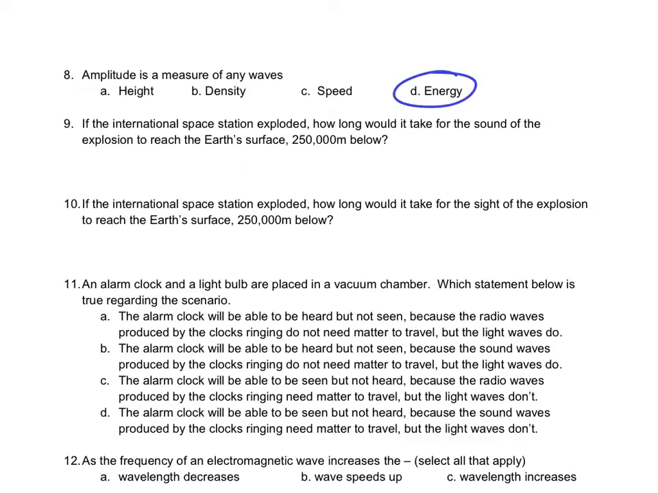So a higher amplitude means that there's more energy in that wave. A lower amplitude means that there's less energy. So the higher my transverse wave, the more energy it has. The more dense my longitudinal wave, the more energy it has.